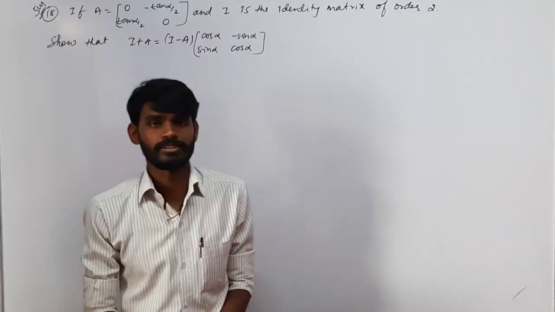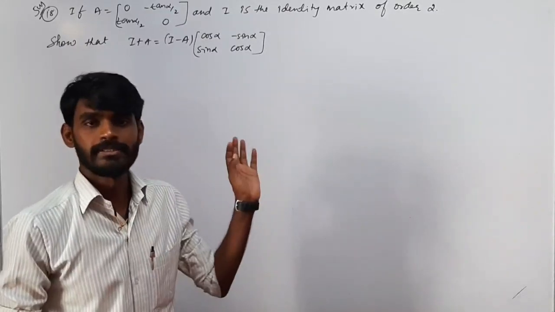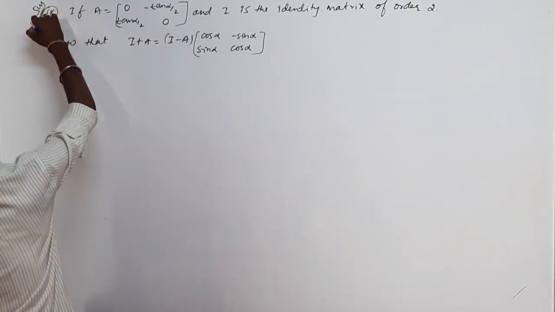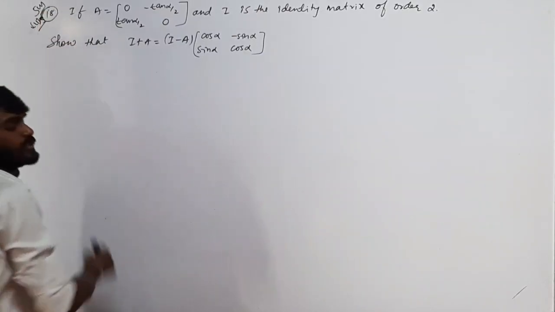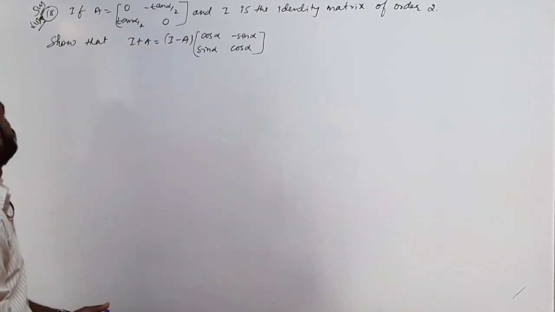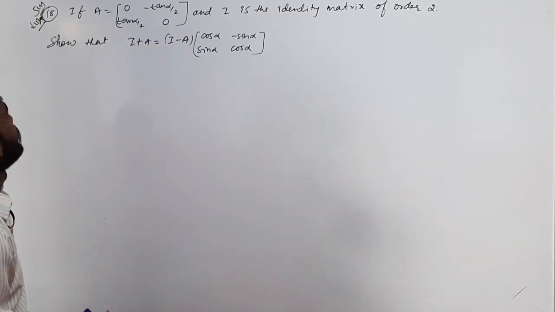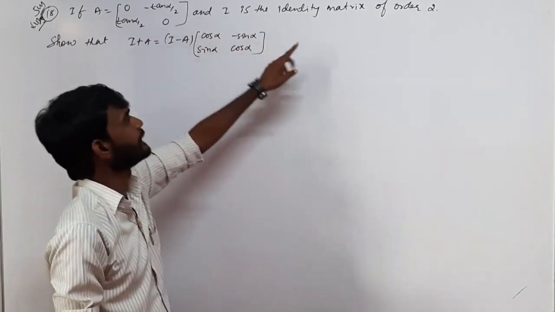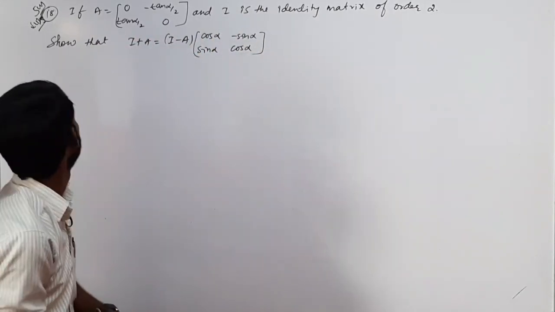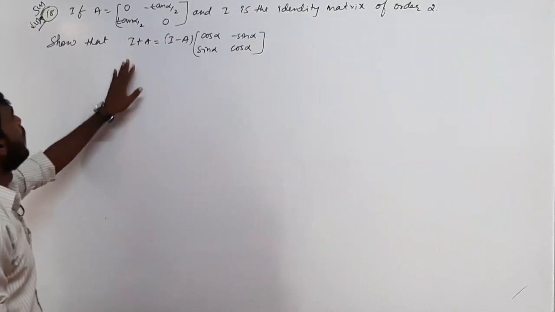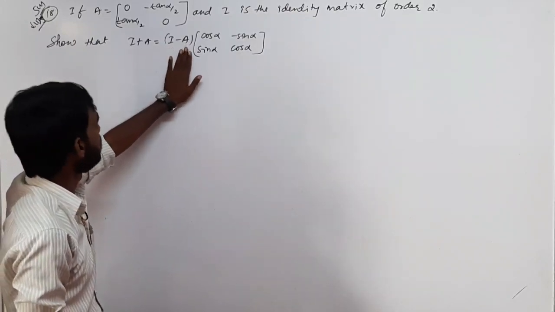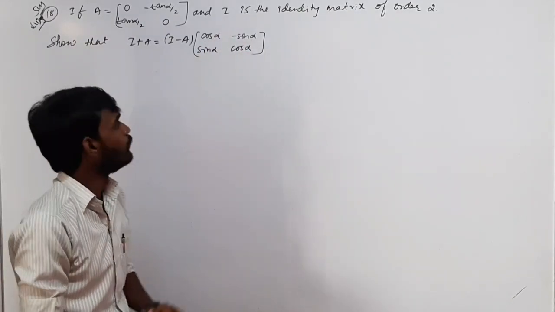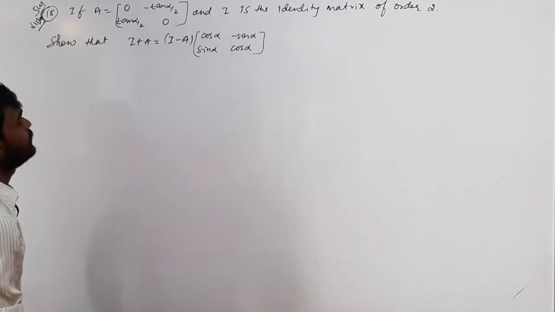Okay students, next question number will be 18. This is a very important problem for 5 marks. Very important. This question will be in the 5 marks. So if A is equal to [0, -tan(alpha/2); tan(alpha/2), 0], and I is an identity matrix whose order is 2, show that I plus A is equal to (I minus A) [cos alpha, -sin alpha; sin alpha, cos alpha]. We have to show that. Solution.